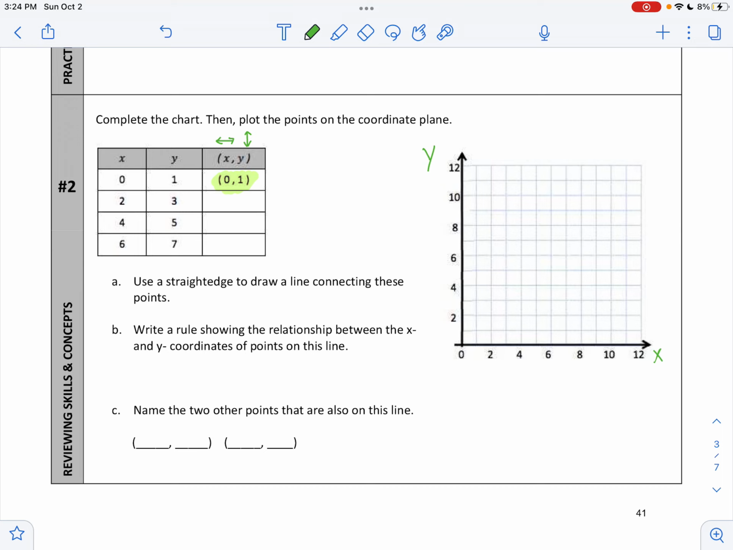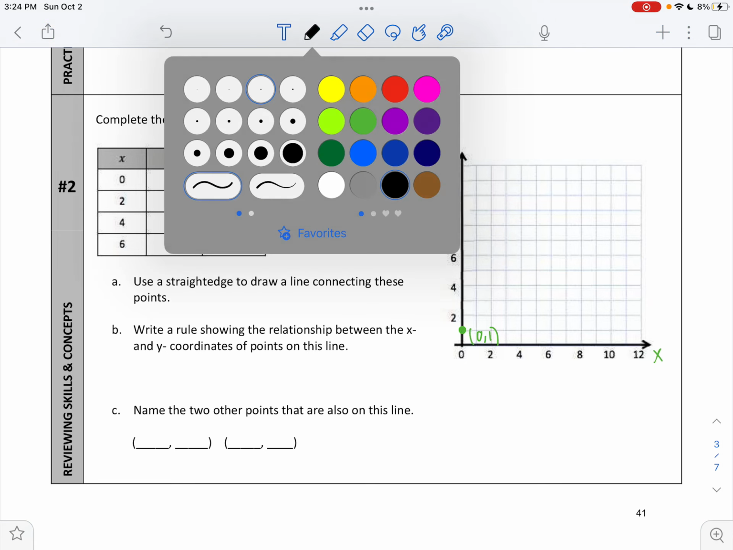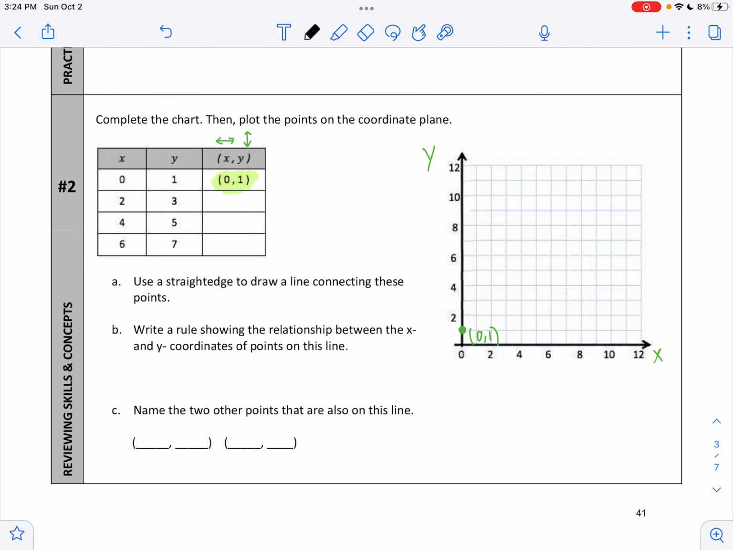So, if my point is 0, 1, I'll always want to start at the origin, or 0, 0. Since my x-coordinate is 0, I know that I'm moving 0 spaces side to side. Since my y-coordinate is 1, I know that I'll need to move up 1. And my first point, 0, 1, is plotted right here on my graph. Now, I know what the rest of these points look like based on the x and y that are given. For example, the next coordinate is 2, 3.